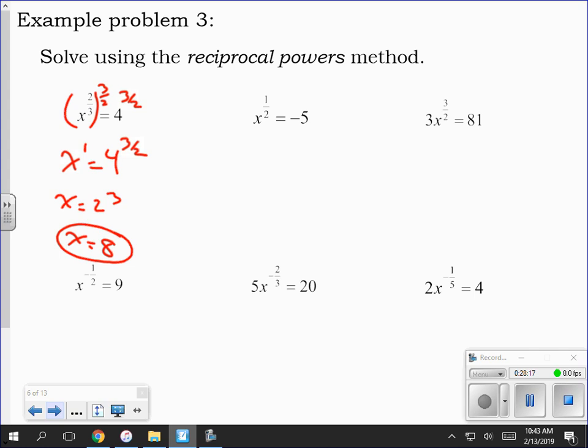So, what's the reciprocal of 1/2? 2. It's 2 over 1, which is 2. So I raise both of these to the second power, which means I have x equals 25, because it's negative 5 squared, not negative 5 squared. I'm squaring everything on that side.